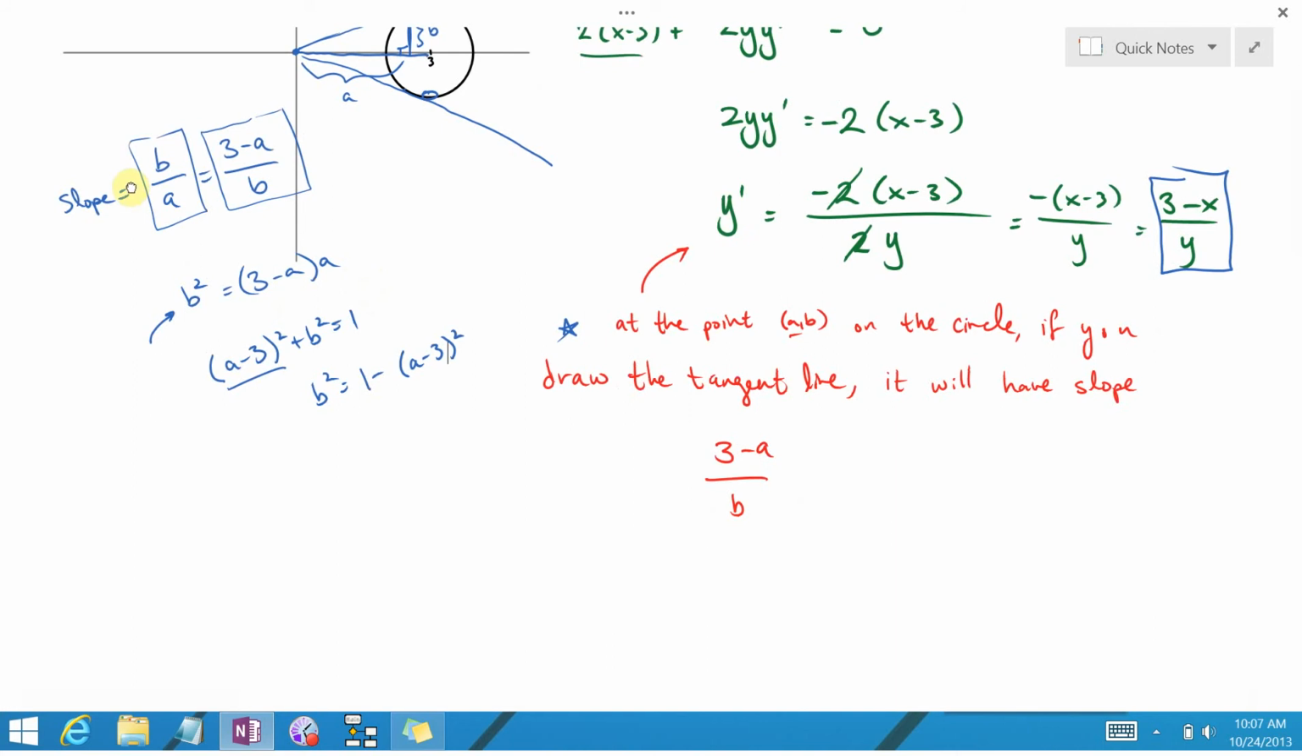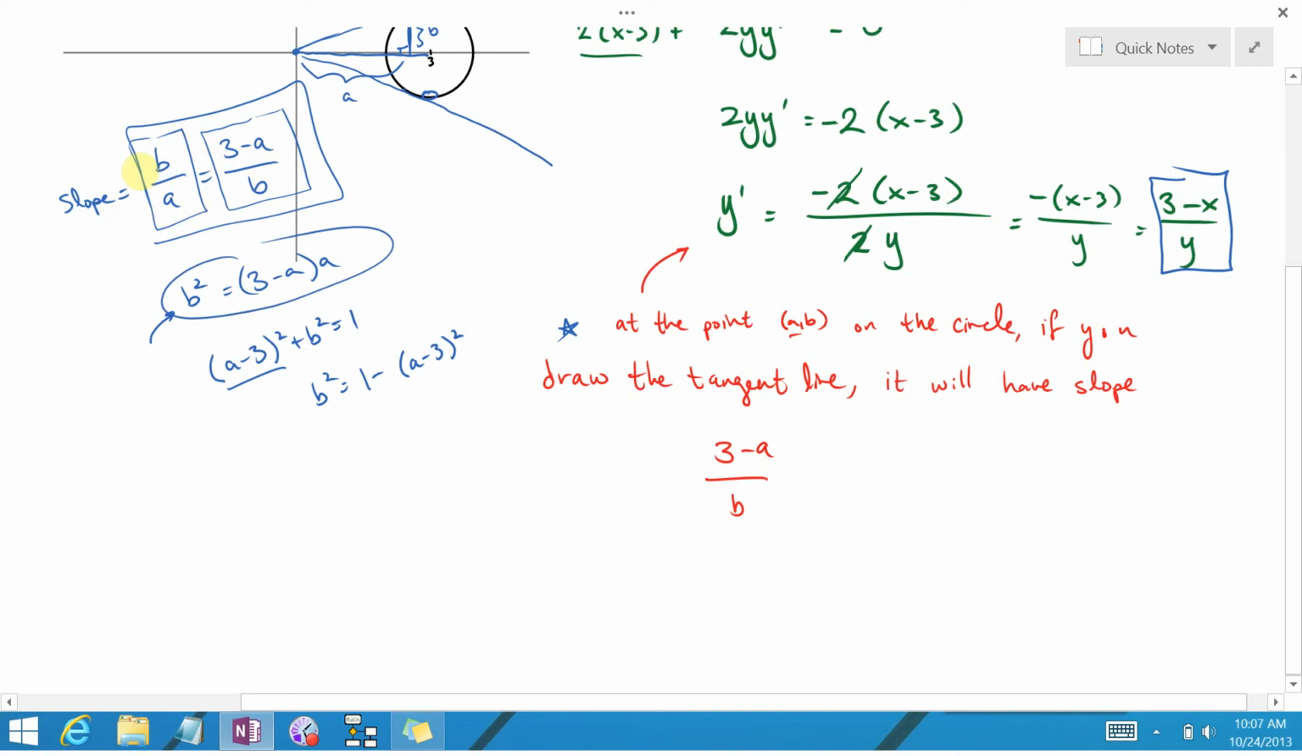So on the one hand, the condition of these slopes matching up perfectly means b squared had better equal 3 minus a times a. But just from the fact that a comma b is on the circle, b squared had also better equal 1 minus a minus 3 squared. So if we set these two things equal, b squared equals both of these things, so 3 minus a times a is equal to 1 minus a minus 3 squared.